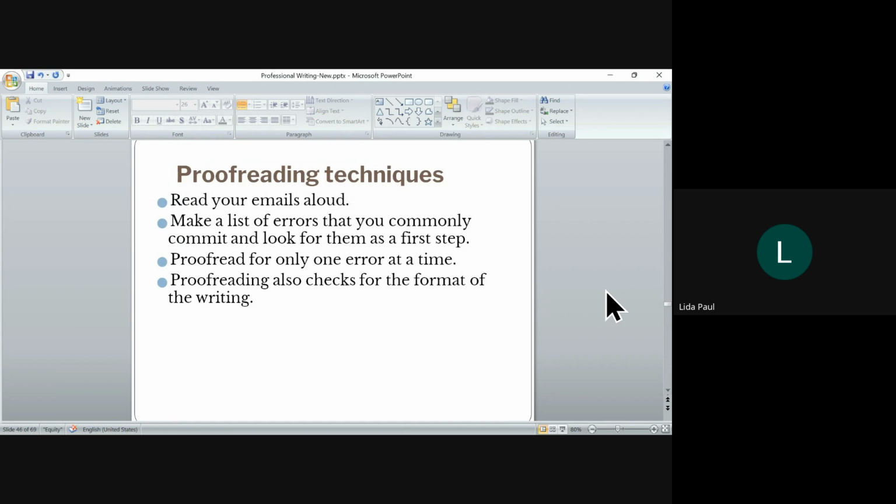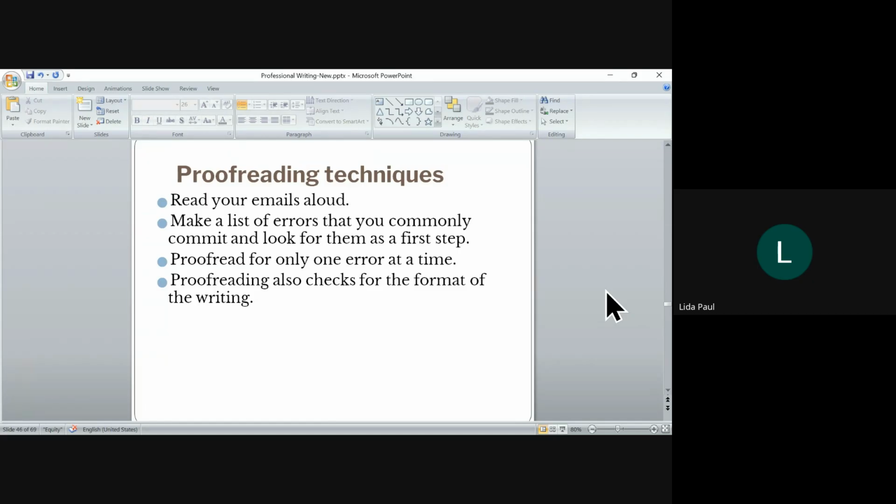Okay, now next about the proofreading techniques. These are some very generic proofreading techniques. Of course, each kind of write-up will have its own methods of proofreading. What you see on the screen is a very general understanding of what proofreading means, right? So read your emails aloud, or read whatever you're writing aloud.